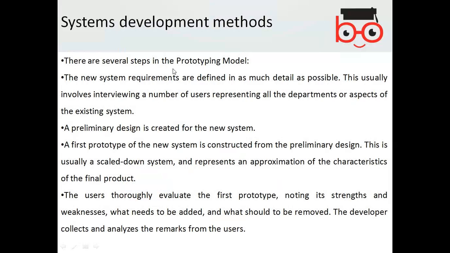There are several steps in the prototyping model. The new system requirements are defined in as much detail as possible. This usually involves interviewing a number of users representing all departments or aspects of the existing system. A preliminary design is created for the new system. So as I discussed verbally, at every stage you try to come up with a sample. That is prototyping.